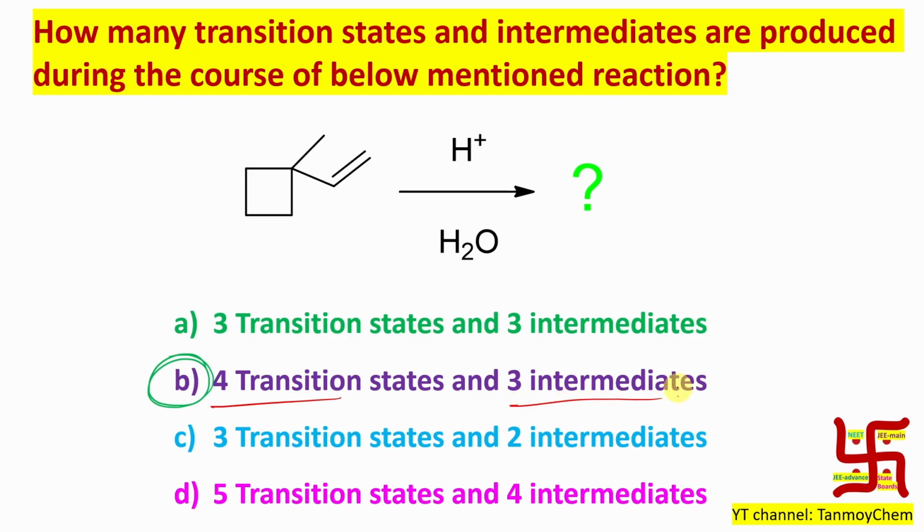Now if this question appears in your exam, how can you solve it in less than 30 seconds? First you need to remember that transition states should be more in number compared to intermediates. Now 3 transition states and 3 intermediates is an invalid option, ignore it. Now all our options have more transition states compared to intermediates, fine. In the next step you need to go stepwise. I suggest take a pencil and think that first step is carbocation formation, second step is migration, third step is water addition, and fourth step is H plus removal, because a catalytic amount of H plus is needed. Total 4 steps. So 4 transition states and 3 intermediates.